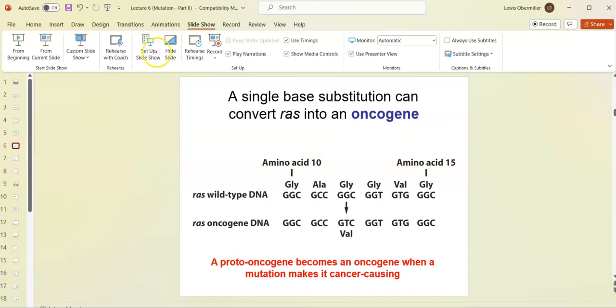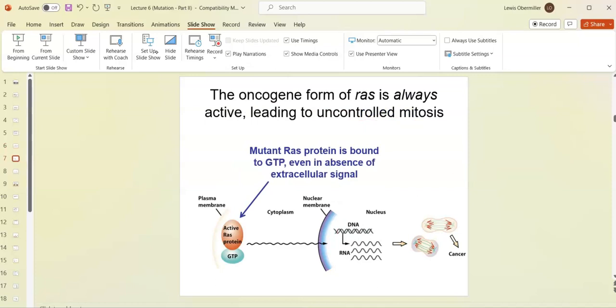So remember we said that a proto-oncogene becomes an oncogene whenever it becomes mutated. So we have a single base substitution that converts RAS into an oncogene. Remember we number these from the amino to the carboxyl end. So this is amino acid number 12, and its glycine is converted into valine, right? And that mutation is shown here. It's actually a mutation that affects the cell cycle. So this is how it does it.